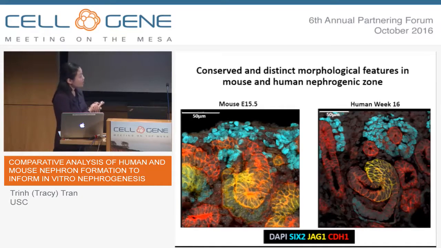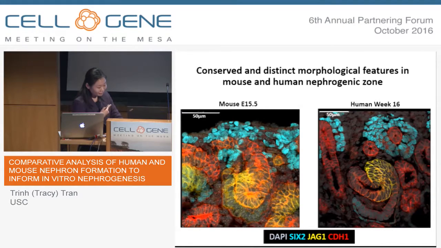Going to another stage of nephron development, this is the later stage, the S-shaped body. Again, very similar to the mouse and the human, the S-shaped body is segmented into 3 different segments: distal, medial, and proximal. But again, the human structures are much larger, and the lumens are more obvious in the human case. So the 2D view is very beautiful already.